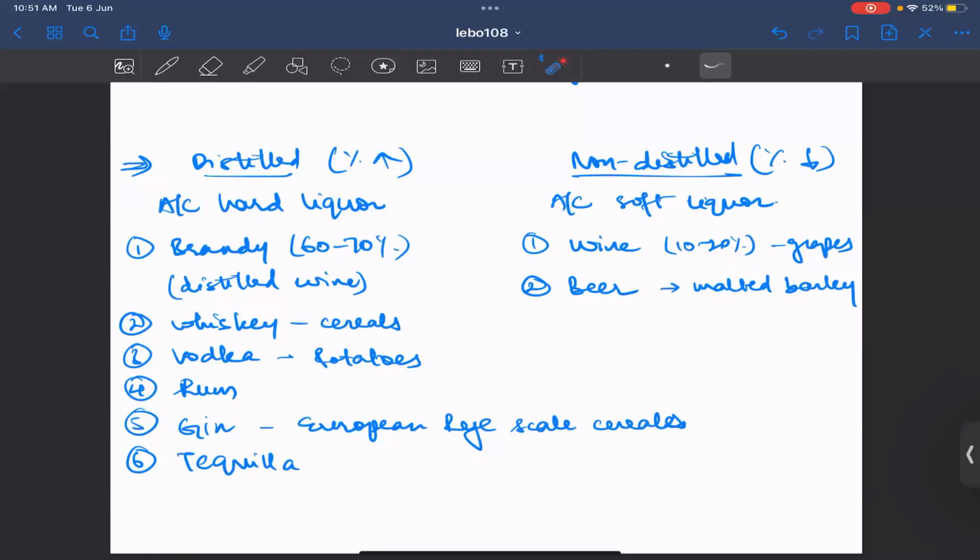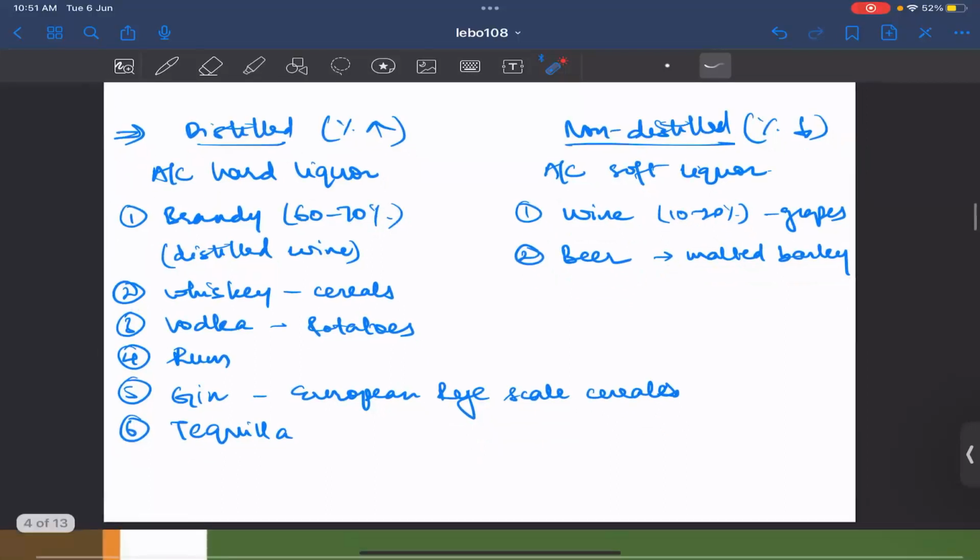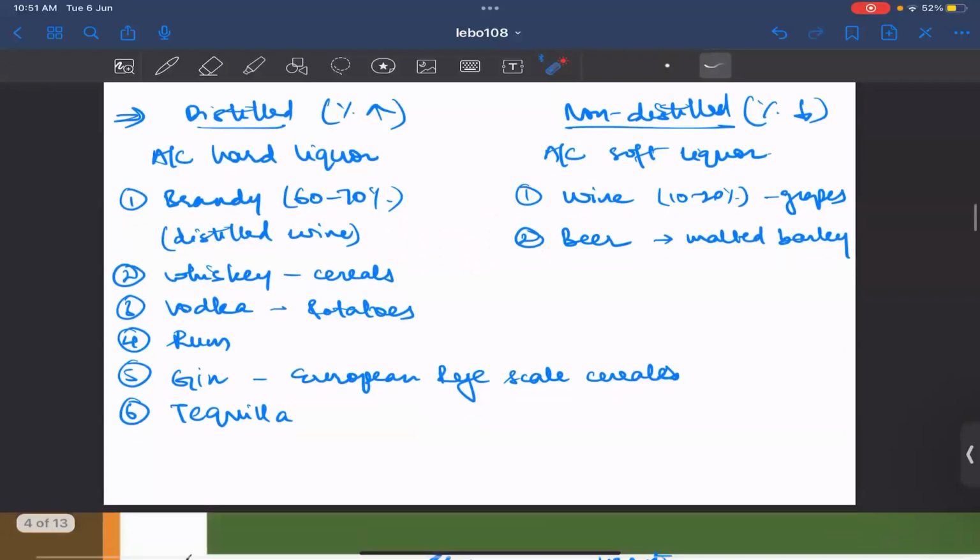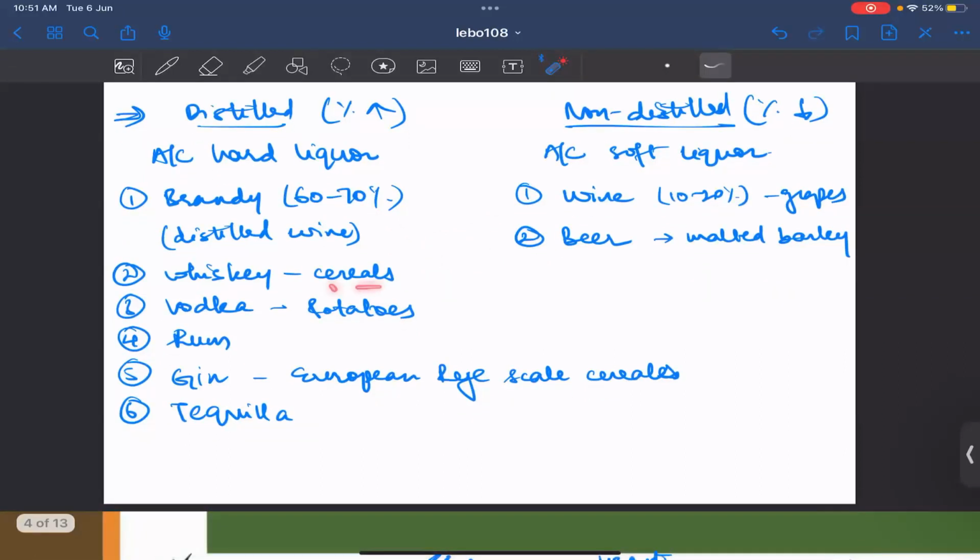Now let's discuss a few examples of distilled liquor. There is brandy, which is distilled wine. Distillation of wine leads to formation of brandy. Whiskey, which is made from cereals. Vodka, which is made from potatoes. Rum. Gin, which is made from European rye cereals. And tequila.